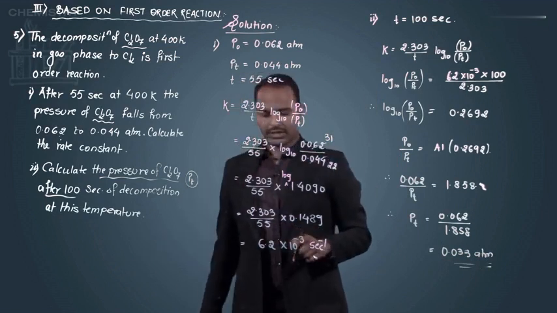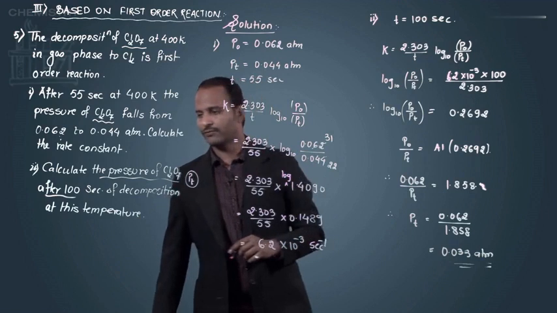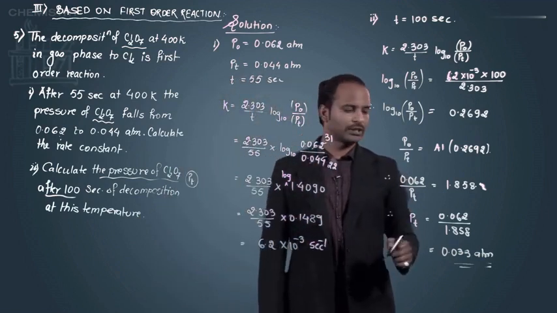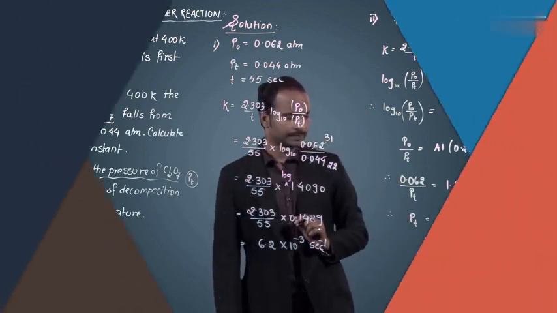So the rate constant is 6.2 into 10 raised to minus 3 per second, and the concentration left, that is the pressure left after 100 seconds, is going to be 0.0033 atmosphere. This is the pressure of the reactant which is left after 100 seconds.